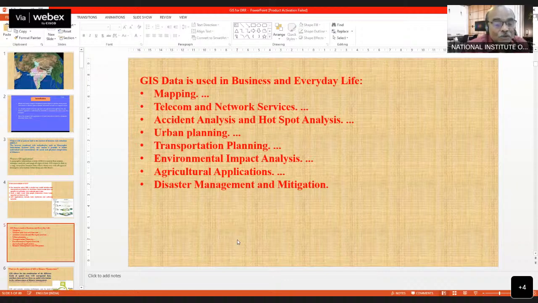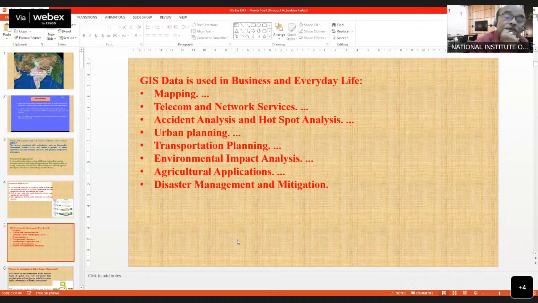Similarly, for urban planning: nowadays, since inception, people are migrating towards urban areas for better income, better facilities, and better education, all these purposes. So nowadays urban areas are increasing like anything. And for urban planning, say every 10 years, their geographical position and location change tremendously. For that urban planning and town planning, GIS is needed.